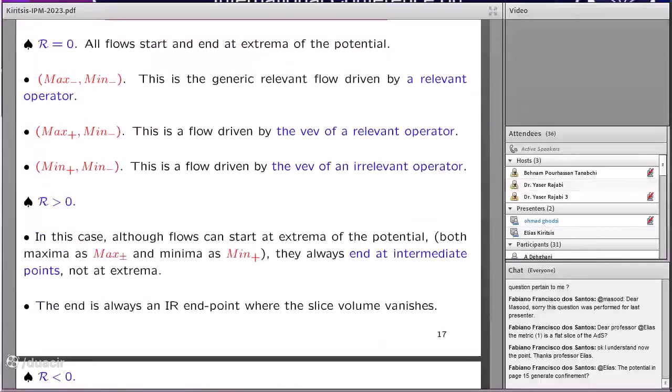Are there questions so far? I see already a question here, whether the potential I showed you generates confinement. The answer is no, because I will consider flows that end at minima and maxima, and therefore they will end in AdS, and therefore there will never be confinement in this. The confinement issue is very interesting, and it's something we're studying now. Are there other questions?